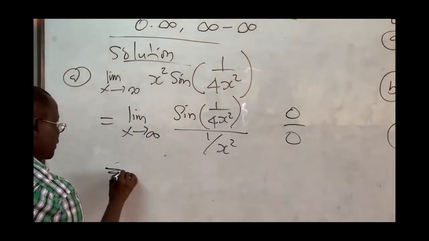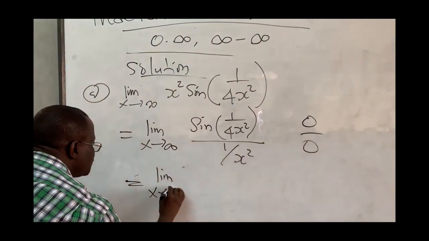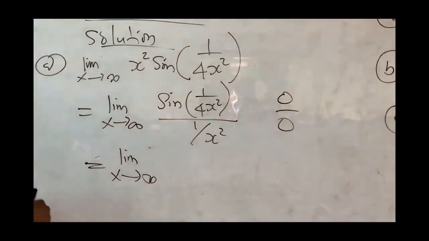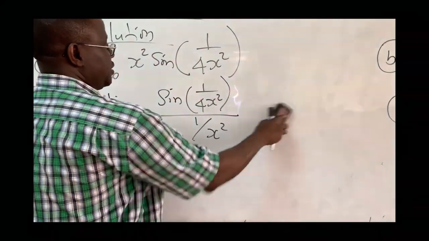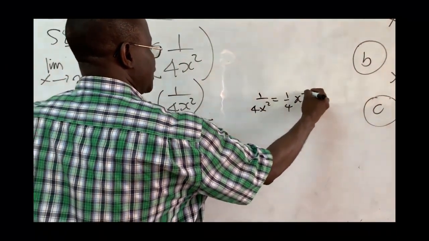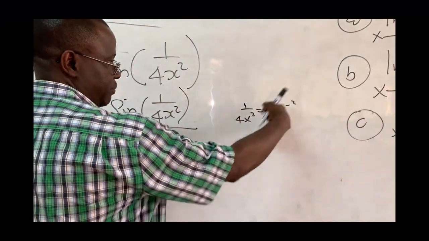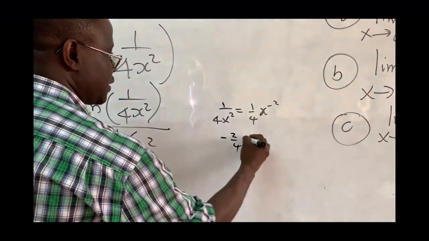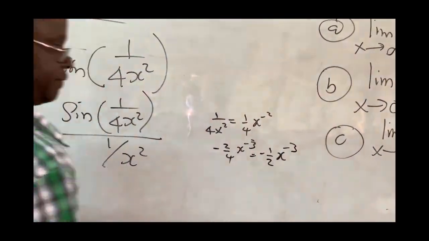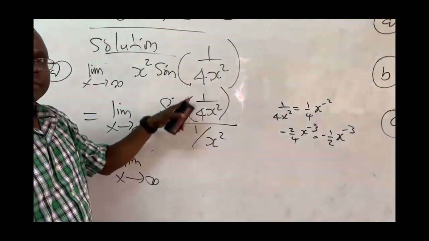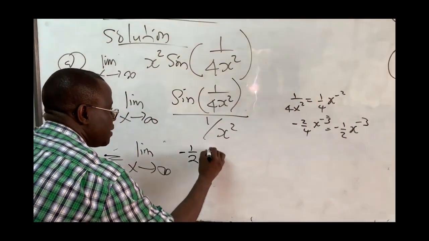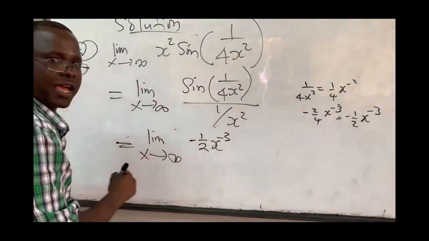So using L'Hopital's rule, we're going to have the limit as x goes to infinity. Now, we want to differentiate what is in here. If you differentiate 1 over 4x squared, know that this is 1 over 4 x to the negative 2. So this is basically negative 2 over 4 x to the minus 3, right? So this is minus 1 over 2 x to the negative 3. When you differentiate what is in here, that's what you get. So you differentiate that, you're going to have minus 1 over 2 x to the minus 3. When you differentiate sine, you get a cosine.